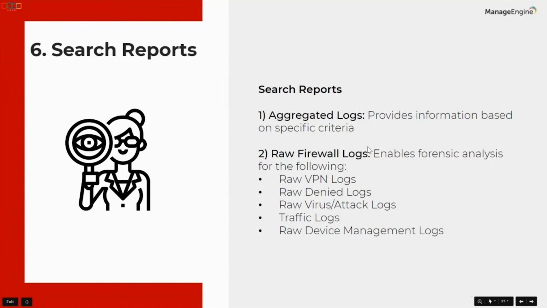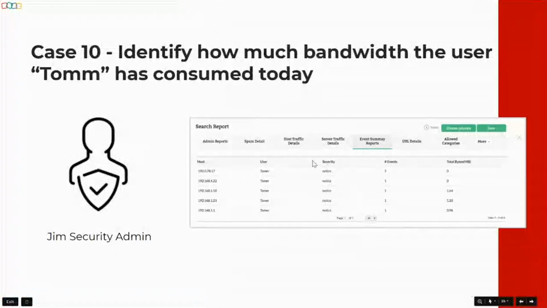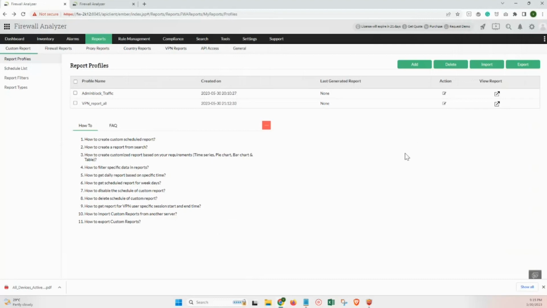So let me give you use cases for both of these search reports. First, let us look at a use case for aggregated search. Let's say that we have a user by the name Tom, and he's hogging all the bandwidth, and the company has asked Jim to create a report on exactly how much data that particular user is consuming and what the various other details are about that one user. So let's see how Jim identifies this using Firewall Analyzer.